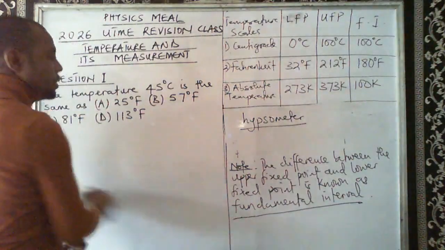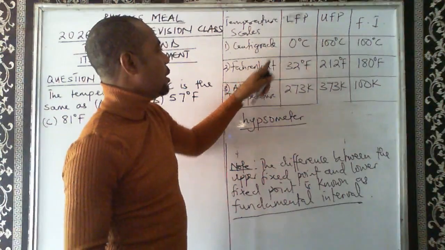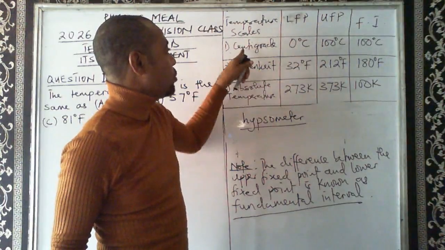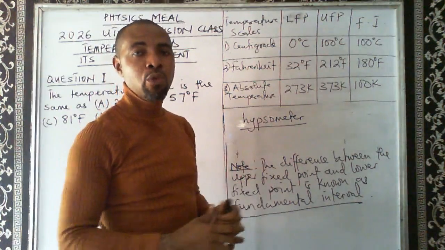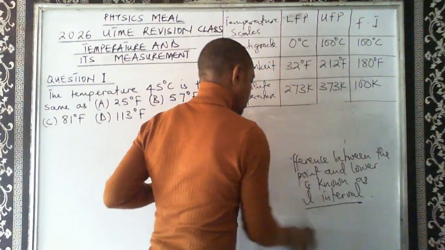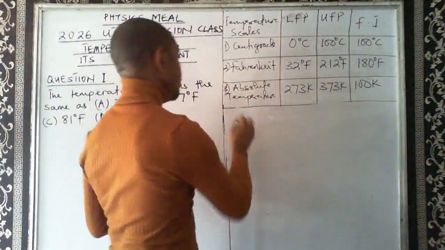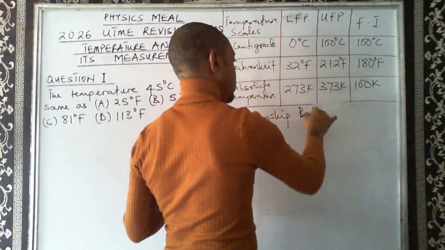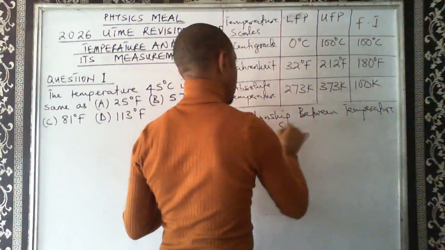So what are the relationships between these temperature scales? We're going to see the relationship between centigrade and the Fahrenheit. We also see between centigrade scale and the absolute temperature. Because it's revision, we will not be looking at the derivations of these particular expressions. We'll just go straight and look at the relationship. So, relationship between temperature scales, Kelvin.